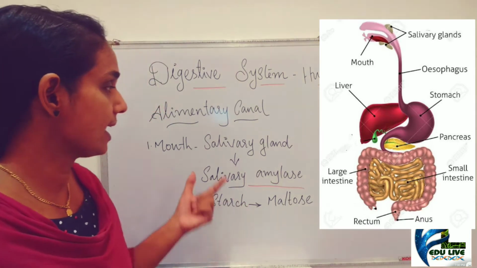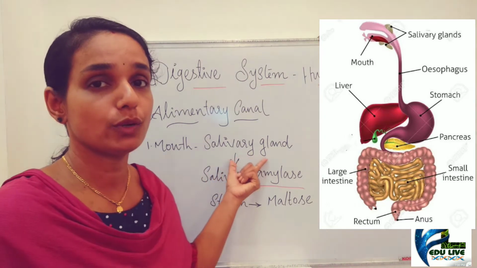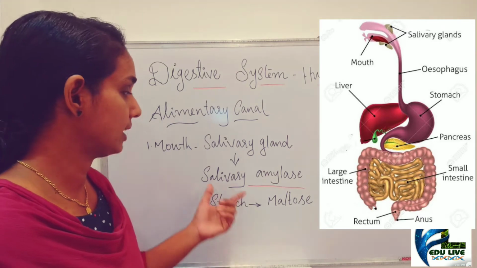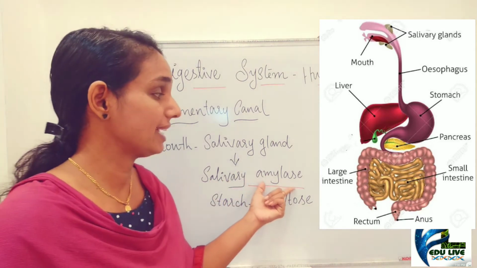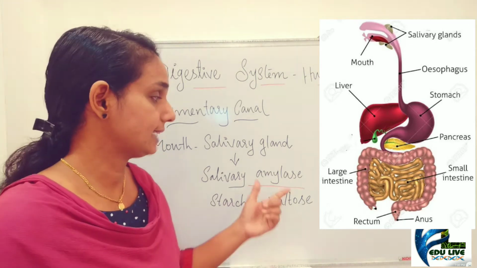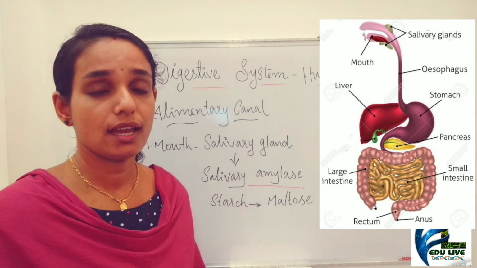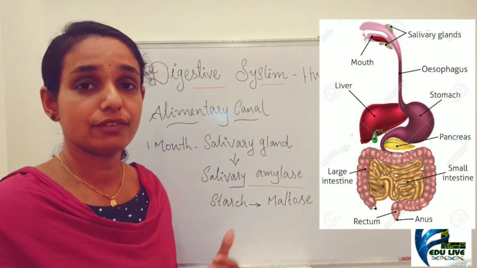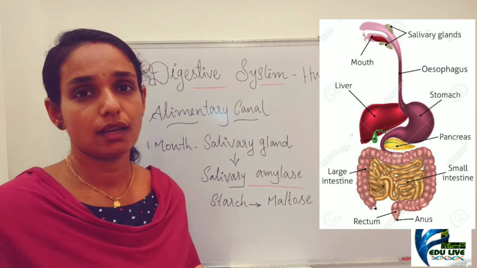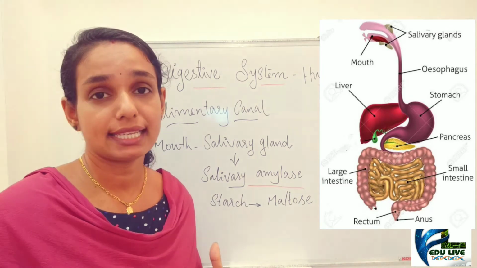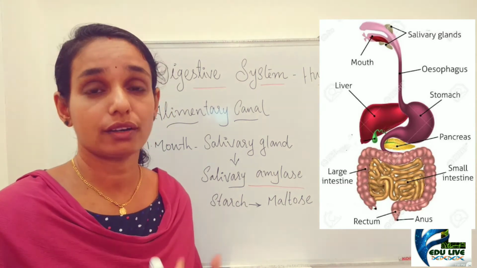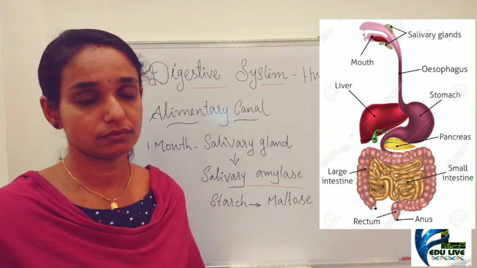It contains a gland called the salivary gland, and it produces an enzyme called salivary amylase. This salivary amylase is also called ptyalin. Okay. Then what is an enzyme? An enzyme is a biological catalyst which will increase the rate of reaction or the rate of digestion.